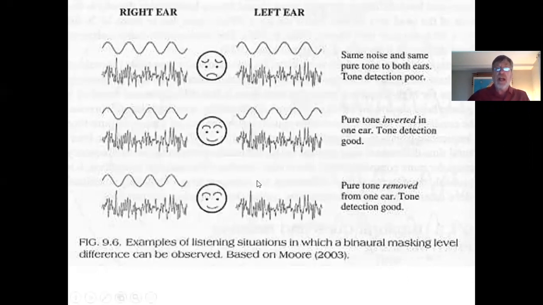Now, look at what happens if the pure tone is removed from one ear. That person's also happy. You see, because there's something different. Isn't that weird? Binaural cocktail effect. And you can only have this if you've got 2 ears. A one-eared person doesn't have this. Let me give you an example of this third one.